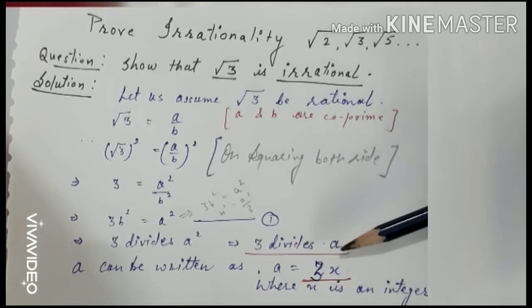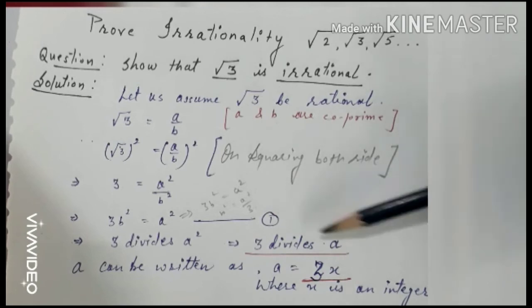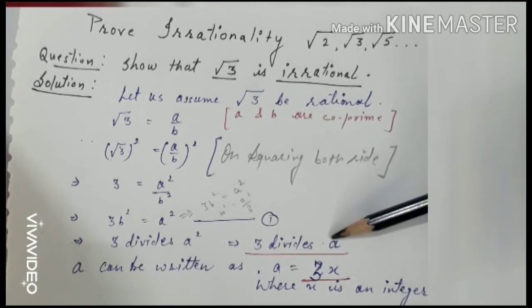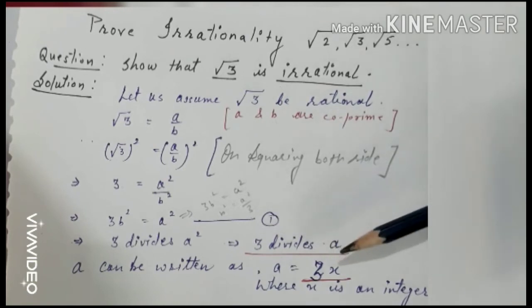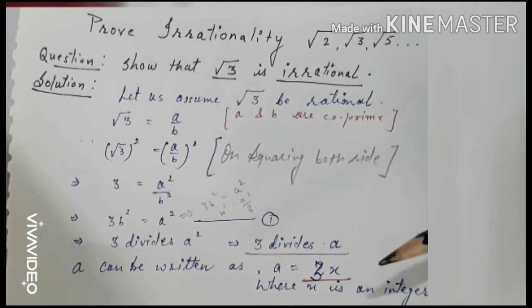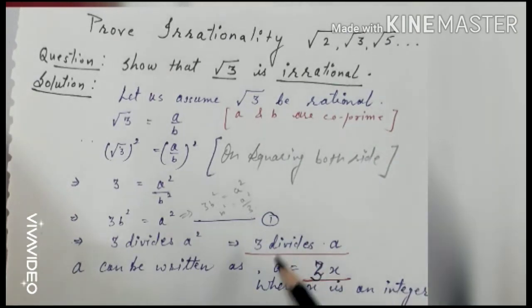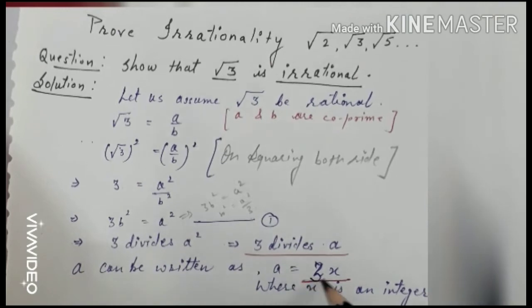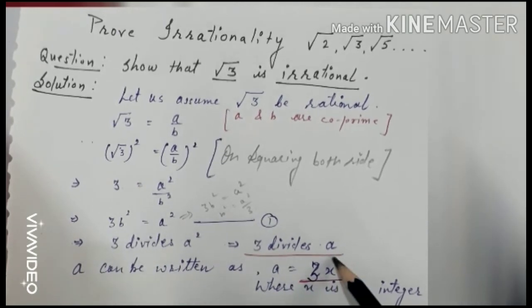So here 3 divides a. That means any multiple of a will be divisible by 3. Just like if 4 is divisible by 2, then multiples of 4 are also divisible by 2, like 16 is divisible by 2, and 8, a multiple of 4, is also divisible by 2. So in the same way we choose a equal to 3x, where x is an integer.